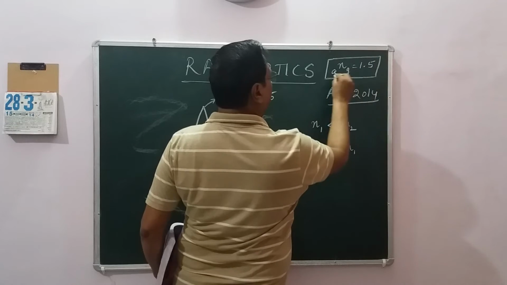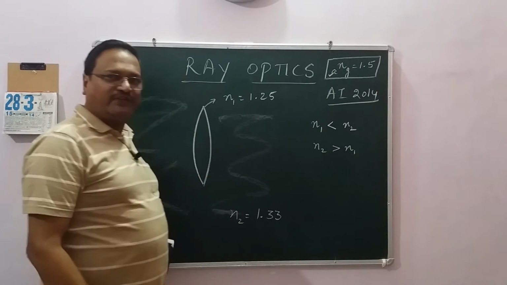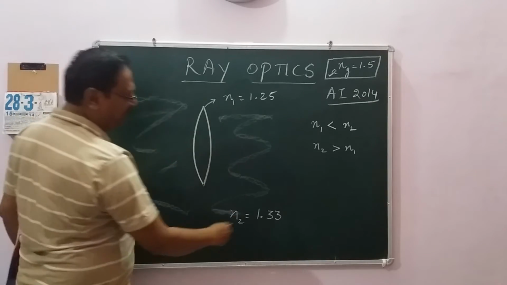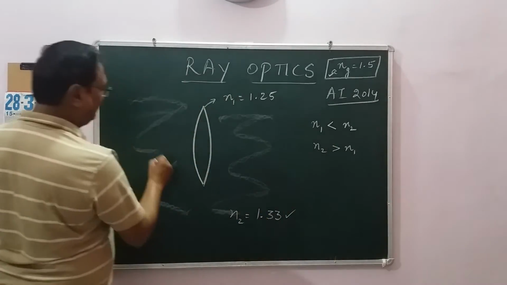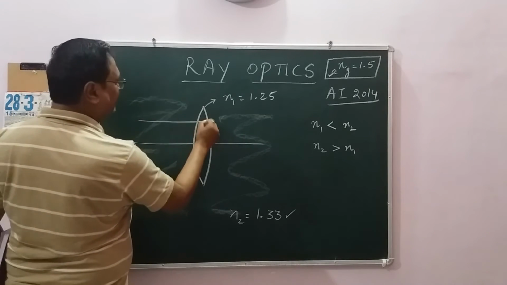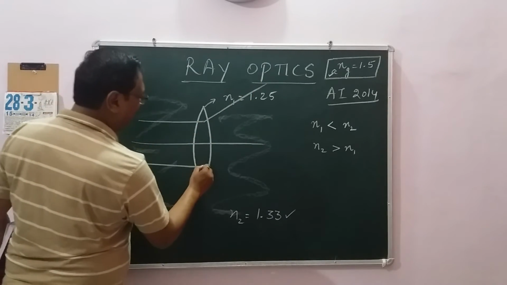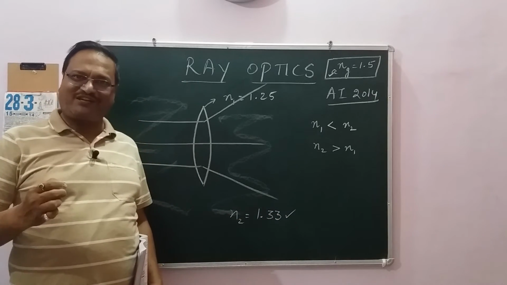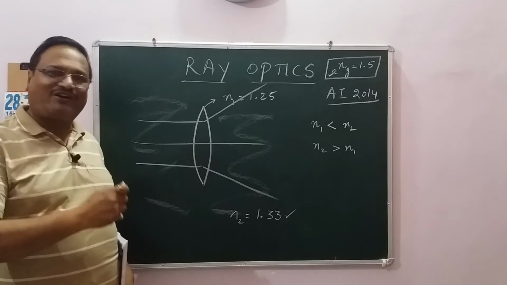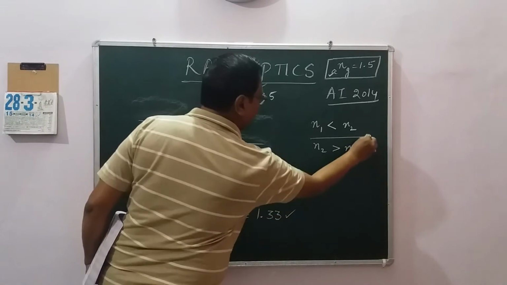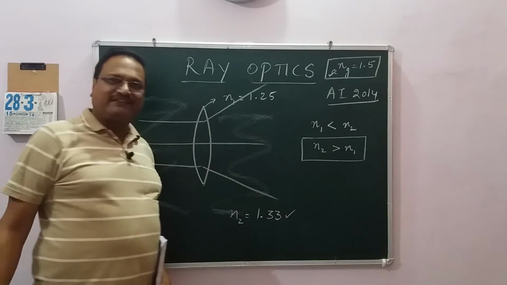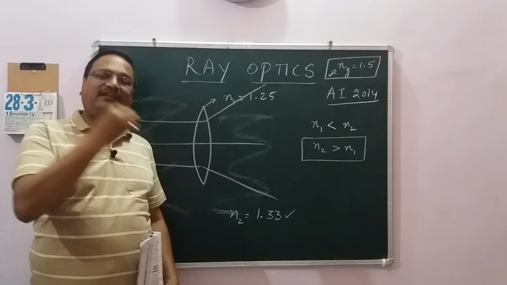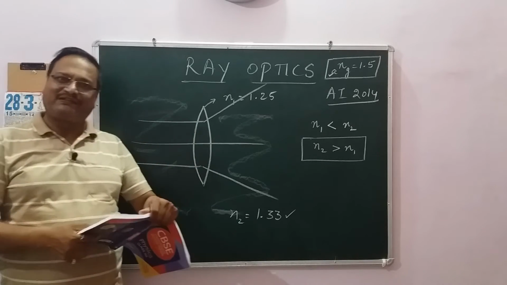When air is the surrounding medium, which has a lower refractive index, the lens will converge. But if the surrounding medium has a greater refractive index, what will happen? It will diverge. It will behave as a diverging lens. I hope you understand. Now, what is the reason for that? Because the surrounding medium has a greater refractive index than the material of the lens. I hope you understand, right?